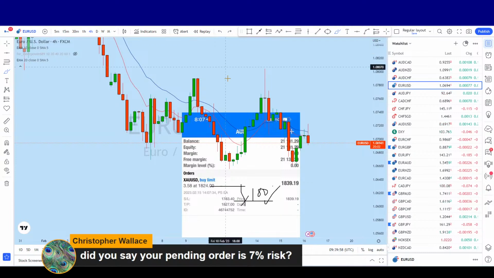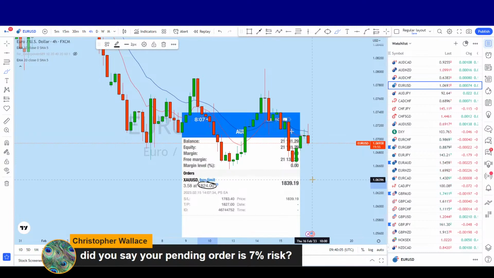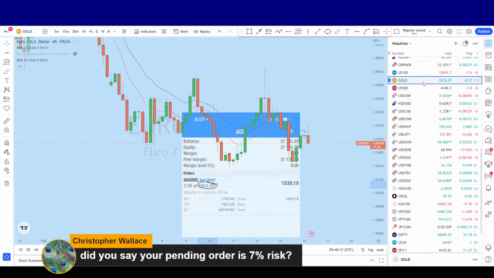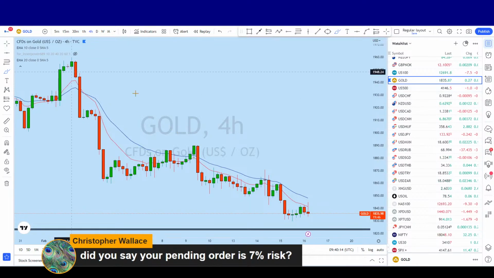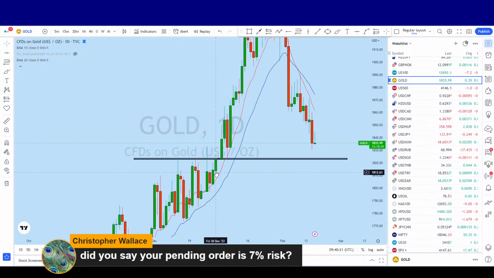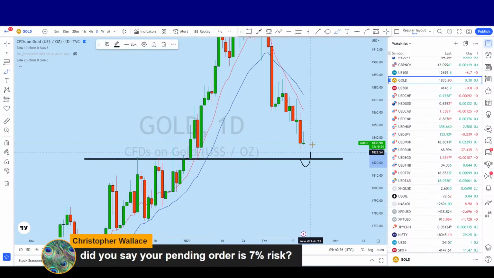The reason is that there is a big gap at 1824, with two back-to-back daily wickless candles. Let me show you. This is gold, right? There is a gap, and if you look at daily, you can see a daily wickless candle gap, and there will be a certain bounce, 100% sure. So this is what will happen.